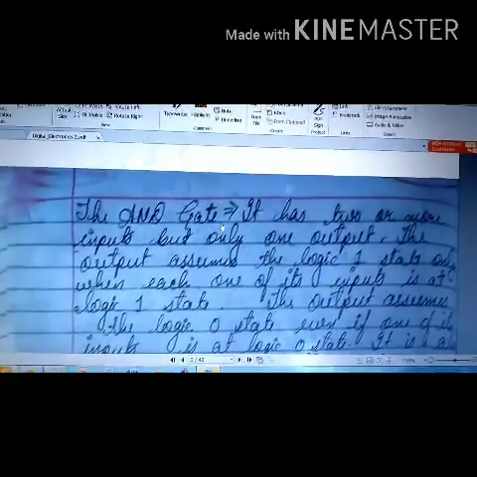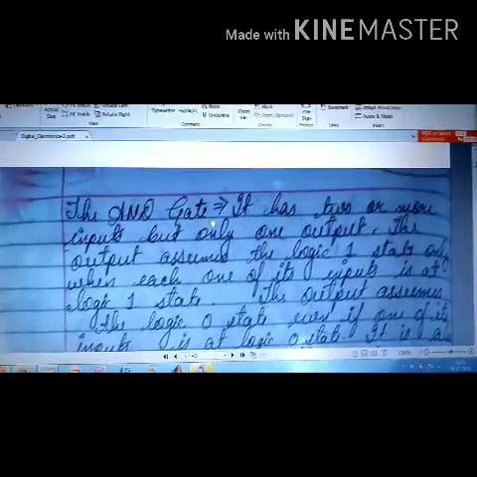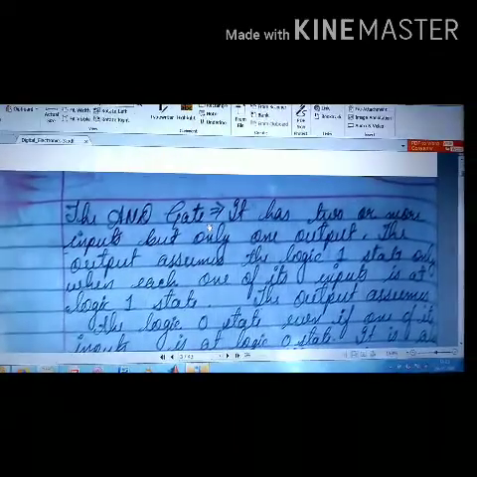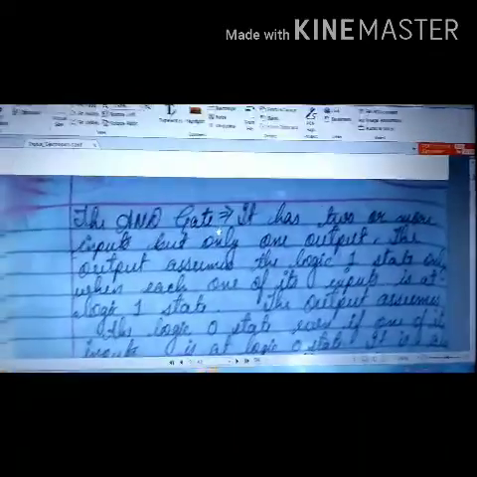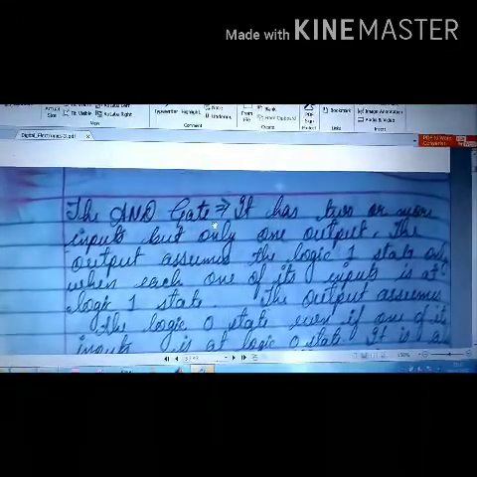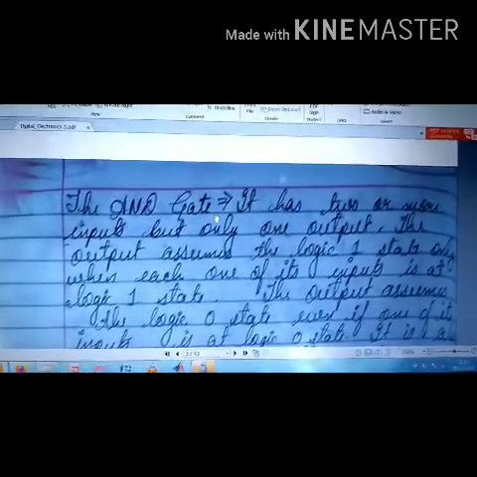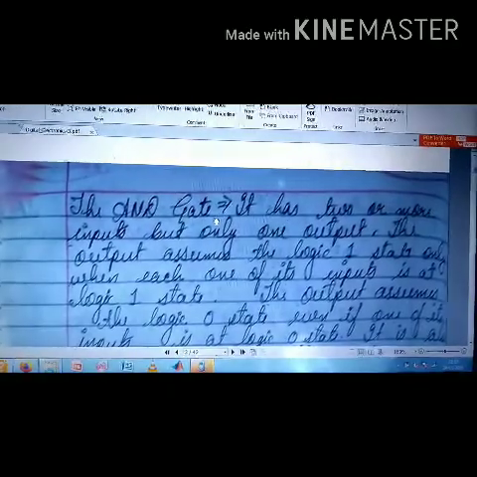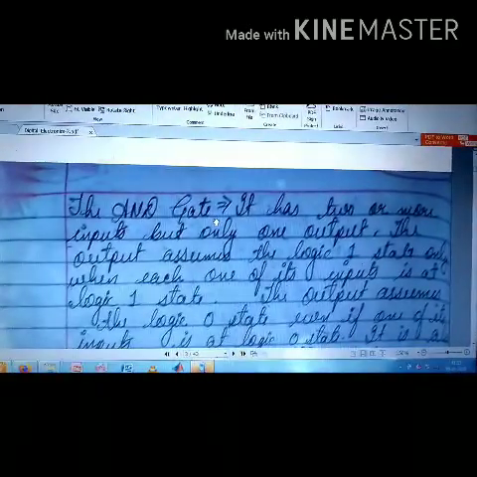Okay, so let us start with the logic gates. The first one is the AND gate, then the OR gate, and then the NOT gate. These are the very basic gates. Here we will be looking at different methods of how these gates can be realized.